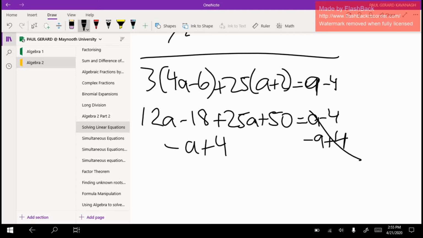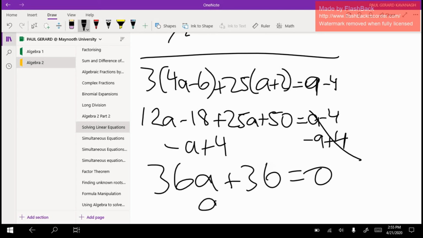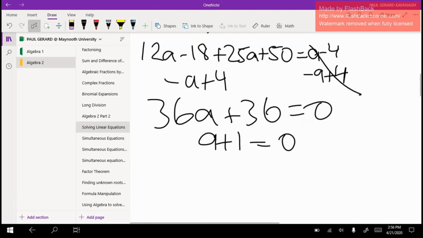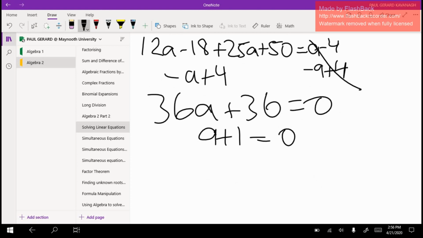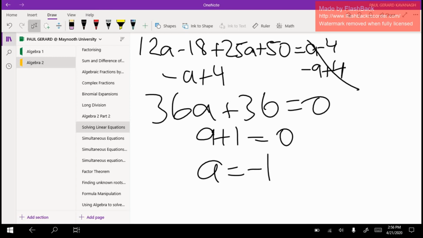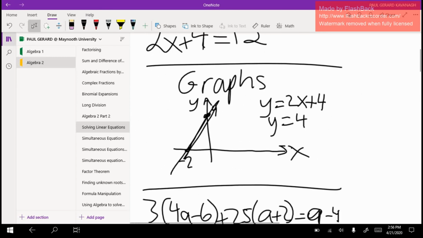Now we just want to look at this. So 12a minus a is 11a, plus 25a is 36a. Minus 18 plus 50 is 32, plus 4 is 36, equals 0. And if you want to dumb this down a little bit more, a plus 1 is equal to 0, because the variable and the constant both have 36, so you can basically just divide by 36. You can do it on the other side as well, it just means that it's always going to be 0. So then you have a is minus 1. And that is a lot simpler than using graphs or trial and error.